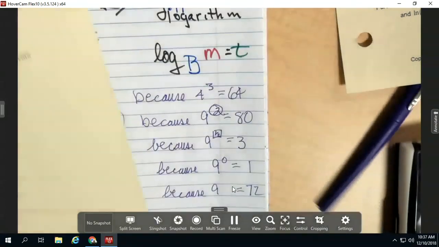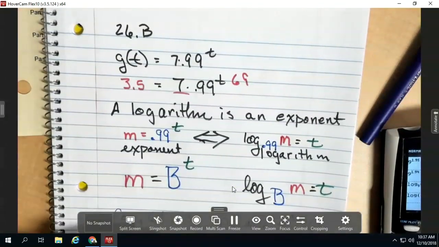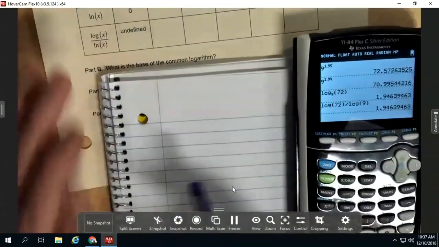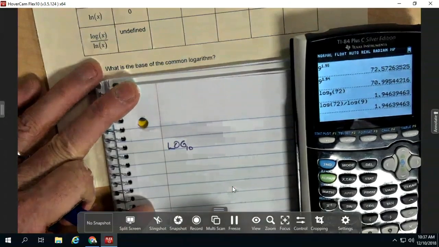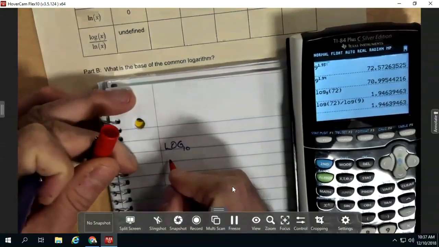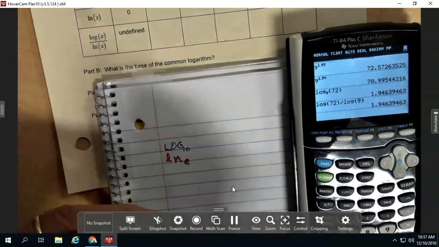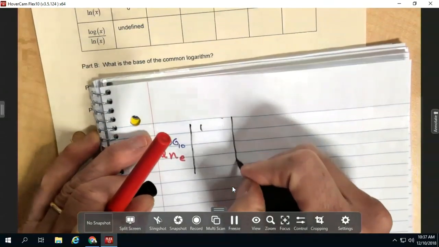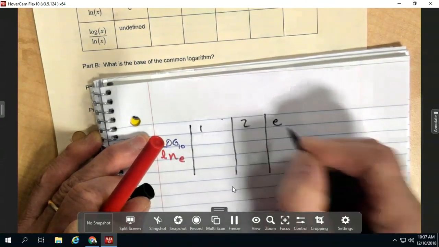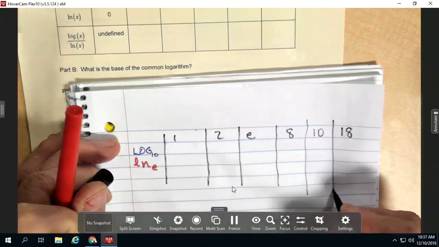Okay, page 340. Fill in this table for each of those values, and they want you to use the two keys: the LOG key, which is the log base 10, and the LN key, which is the log base E. For each of those values that they give you: 1, 2, E, 8, 10, and 18. Go.